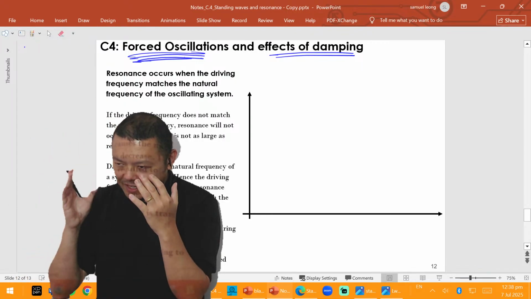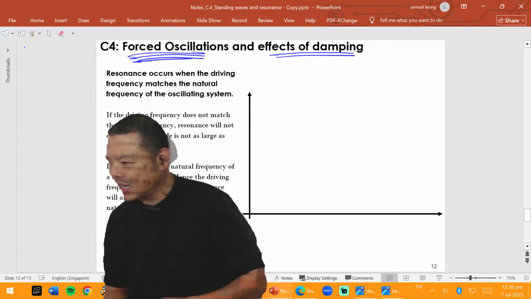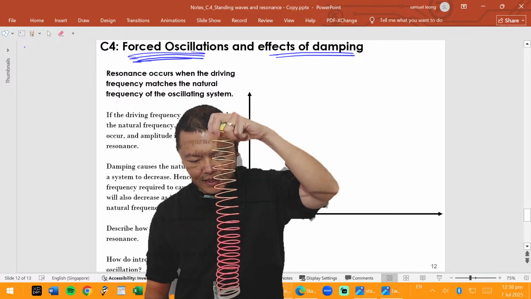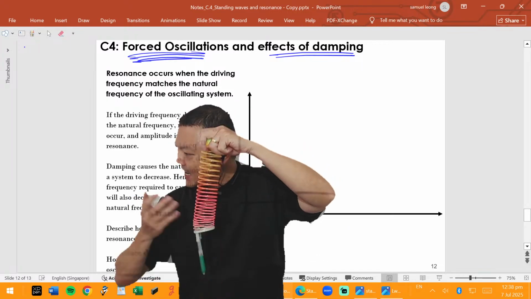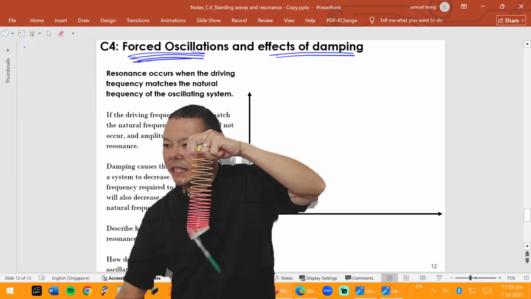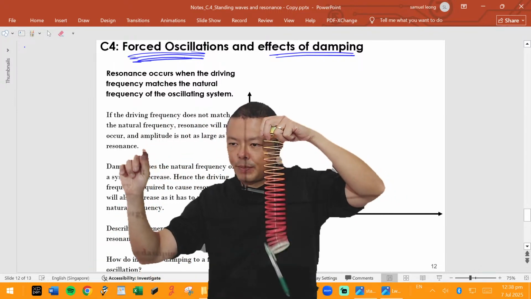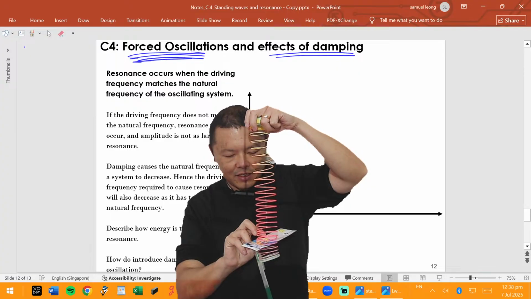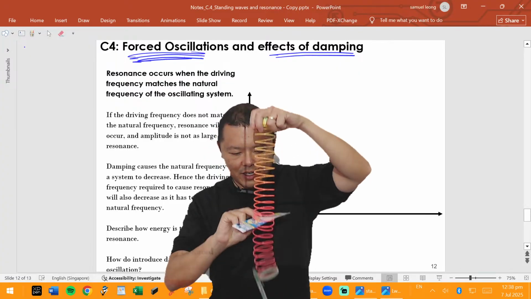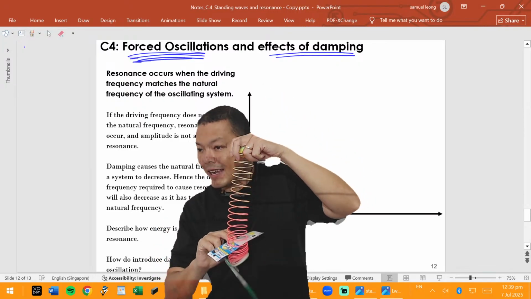One of the key things is to remember that forced oscillation means there's a continuous input of energy. So let's say this is the forced oscillation. What happens if I try to damp it, like just now? I use a piece of paper, I slot it in, I increase the air resistance, so the amplitude will be less.